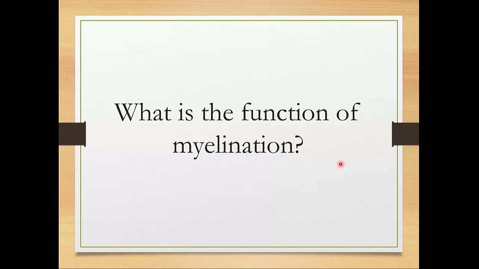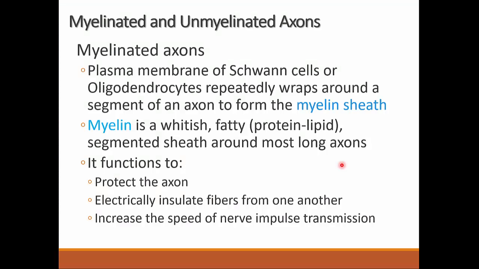What is the function of myelination? Do you remember what I just said? It helps for neurons to send signals faster. So remember when we're looking at myelination, you have Schwann cells and then the oligodendrocytes. Schwann cells wrap neurons in the peripheral nervous system. Oligodendrocytes help to wrap cells in the central nervous system.